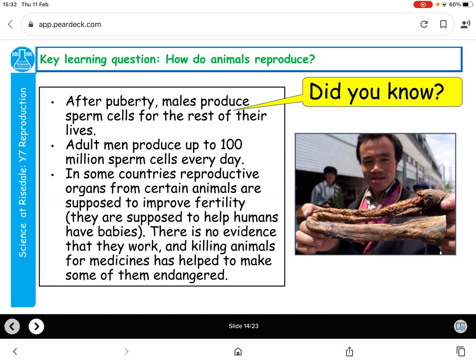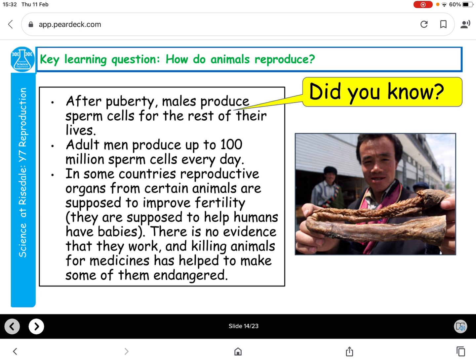Some fascinating facts on this slide for you. Men do produce sperm for the rest of their lives once they start, and they produce 100 million sperm cells a day, and that's a lot. To put that into perspective, the UK has about 67 million people living today, so just over the population of the UK is produced in sperm cells every day.